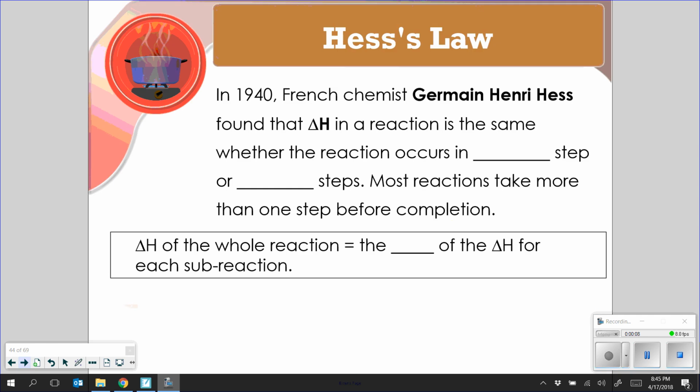So Hess's Law was discovered by a French chemist, Germain Henri Hess, who found that the enthalpy change, or change in H, in a reaction is going to be the same whether your reaction occurs in one step or in many steps. Overall, that enthalpy will be the same. Most reactions will take more than one step before they're completed. So to sum that up, the change in enthalpy of the whole reaction is going to be the sum of all the enthalpies for each subreaction that it goes through before it's completed.